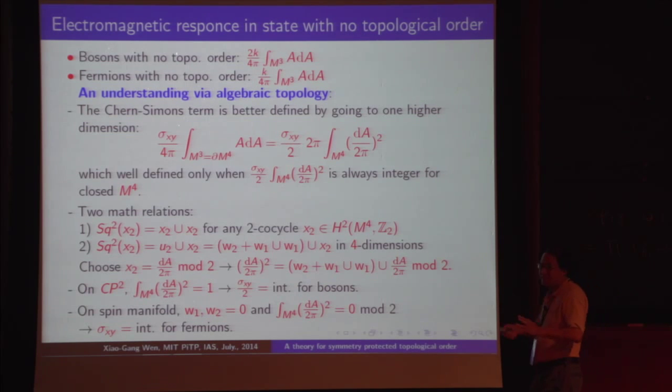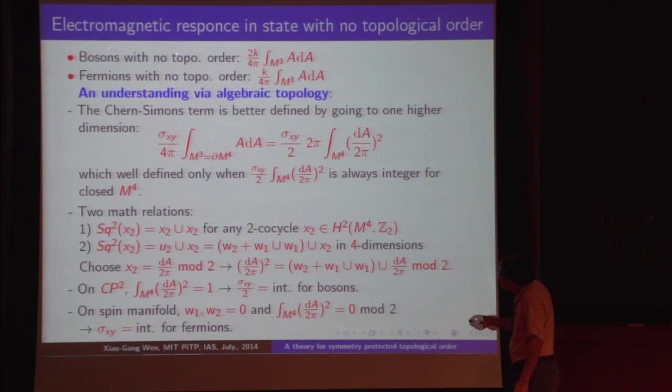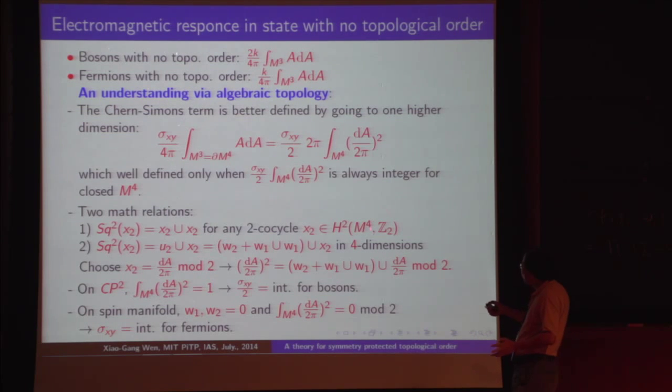And then there is something about algebraic topology. It goes as follows. That's something I learned in the last few months. There is the so-called Steenrod square, which acts on any two-cocycle, simply giving two-cocycle cup two-cocycle. But these two-cocycles have a Z2 coefficient, so we use cup rather than wedge.